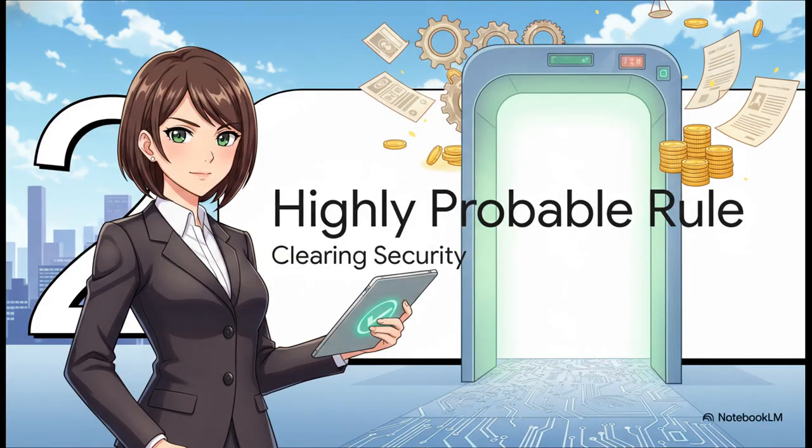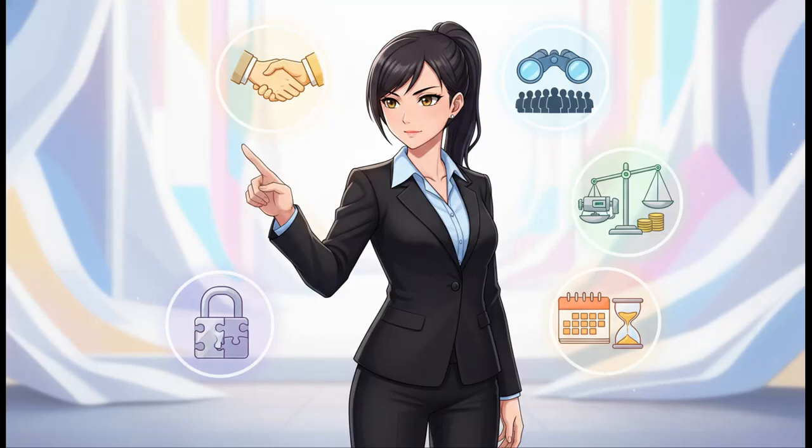Section 2, the highly probable rule, clearing security. Okay, so the asset is ready for immediate sale. Now we have to prove that the sale is a near certain reality, not just wishful thinking. To do this, management must satisfy 5 strict subconditions simultaneously.